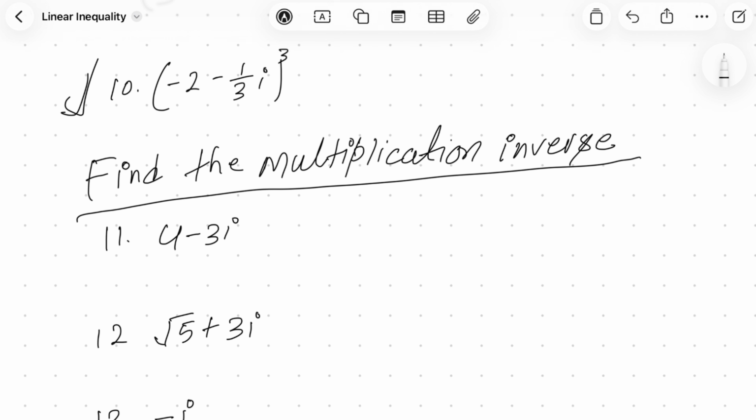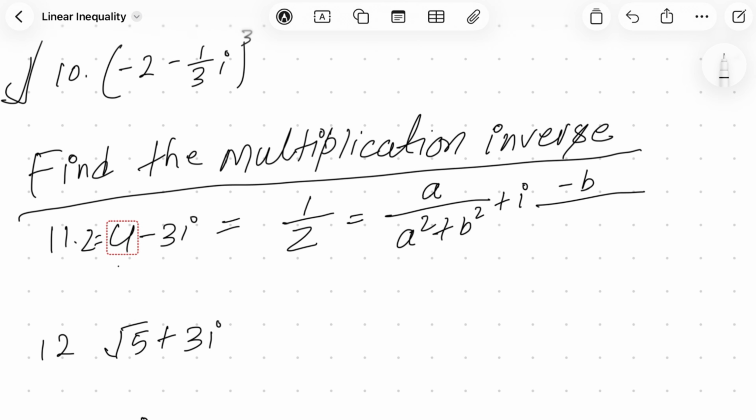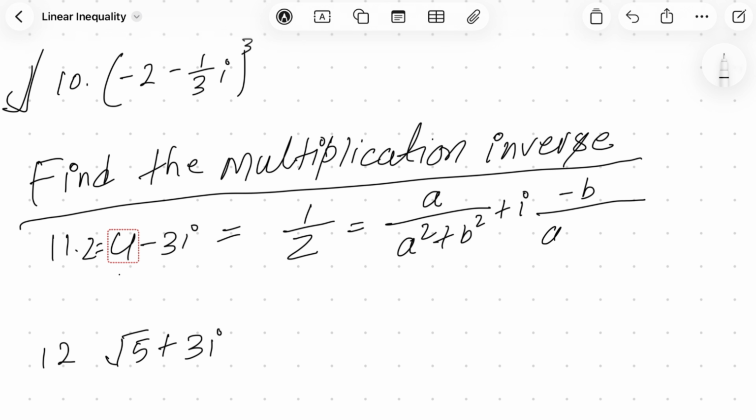Find the multiplication inverse. So this is different. We have question number 11, 4 minus 3i, and we have to find out the multiplication inverse. So we have z equal to 4 minus 3i, and we can write 1 by z, because we have to find the multiplication inverse. And 1 by z can be written as a by a square plus b square plus iota minus b by a square plus b square. This is the formula. I have already explained this in my previous video. This is the formula to find the multiplication inverse.